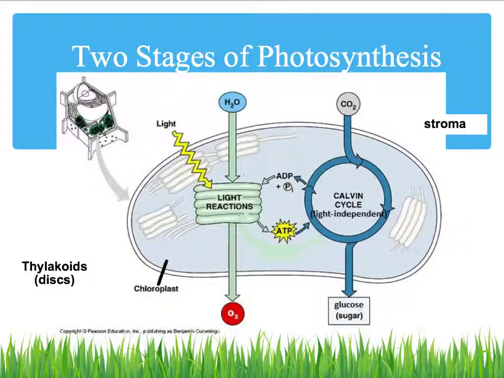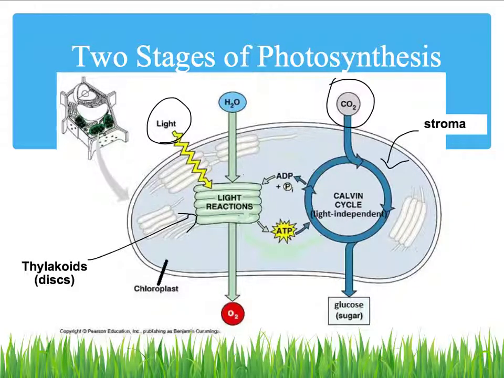This diagram further shows where the two stages of photosynthesis happen inside the chloroplast. We have the thylakoids, which are the disc-shaped structures inside the chloroplast, and the stroma is the space outside the thylakoid. For the first stage, we will need light, and then for the second part of it, in the Calvin cycle, you will need CO2 to combine with H2 to produce glucose, our food molecule.